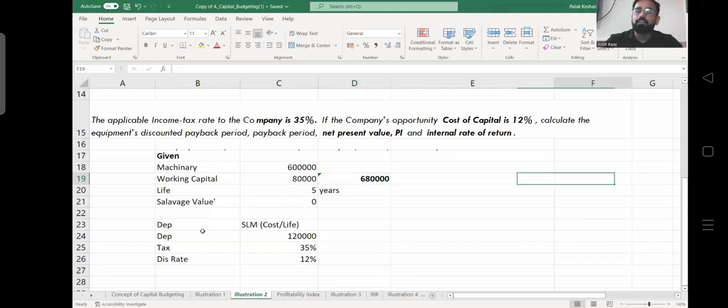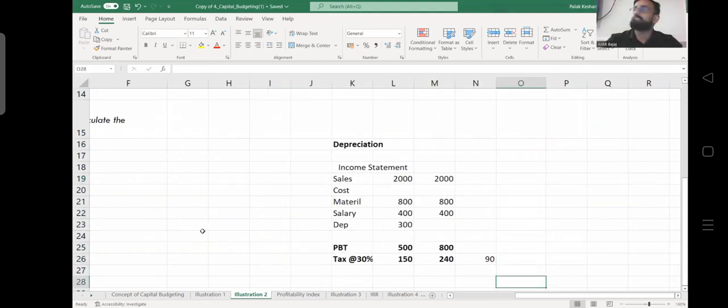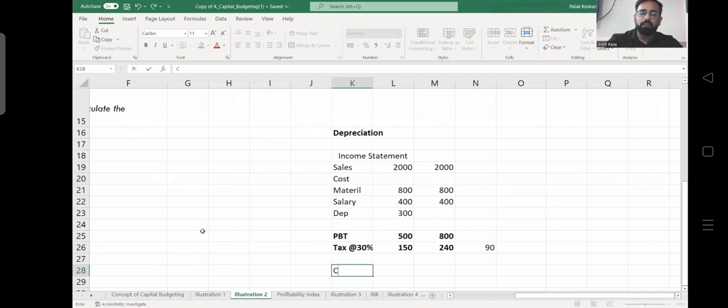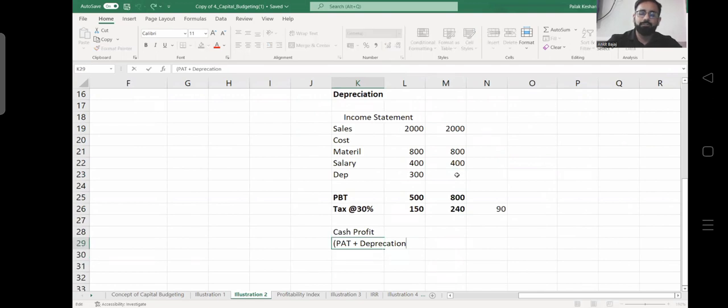So whenever we do decision making, we have to take cash profit. We have to calculate cash profit, right? In this case, how will I calculate the cash profit? Do you know how to calculate cash profit? Is it possible for you to tell me how we can calculate the cash profit in this example? Yeah, PAT plus depreciation we have to do, right?